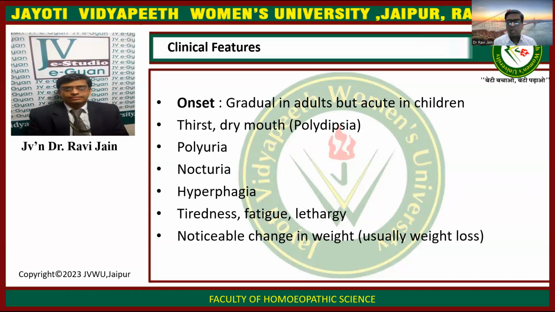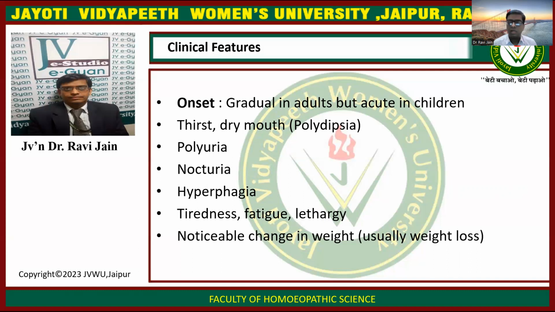Now let us come to the clinical features of diabetes mellitus. Whenever a patient of diabetes mellitus comes to us, what are the clinical features that we are going to see in that particular patient? The onset of diabetes mellitus is usually gradual in adults, but in children, the disease comes suddenly. The symptoms include thirst, that is dry mouth. Just try to remember this disease condition with the 3 polys.